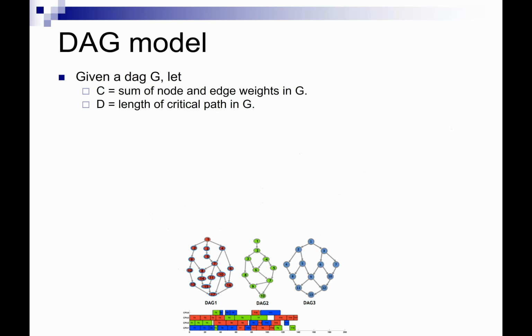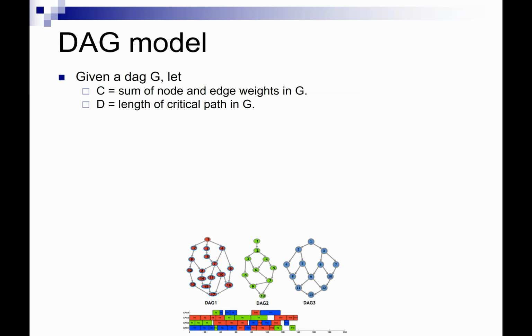All right, so now let's look at how we can use this DAG model to say something about the speedups that we can try to get. So we need to define some more values. First, let C be the sum of all of the node and edge weights in G. Remember that we said the nodes and the edges could have weights on them. C is just going to be the sum of everything.